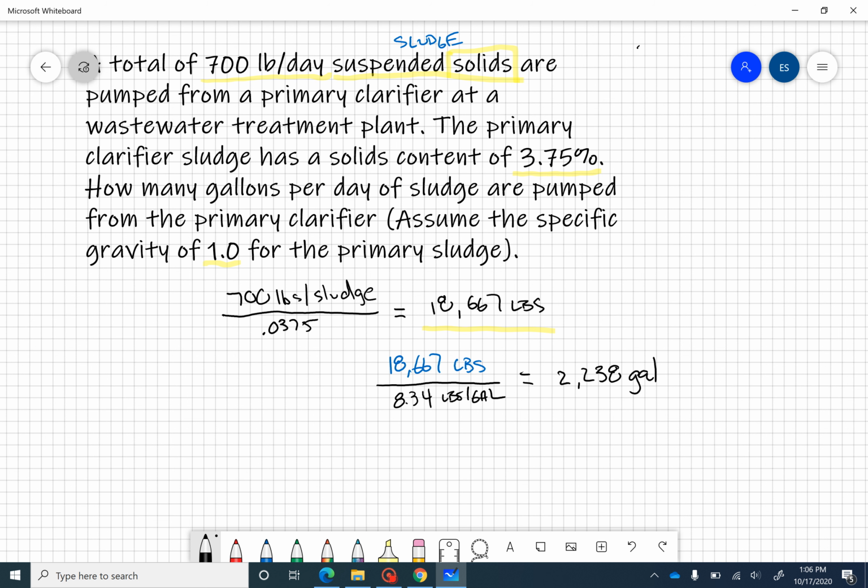So again, not really great the way the problem is written, I don't think, but that's how to set it up and think about it and how to do the calculation to get the answer that they're looking for. So given pounds of sludge and percent solids, you can use that information to determine gallons. And that would be pretty much the same for questions 3 and 4. So hope that helps.